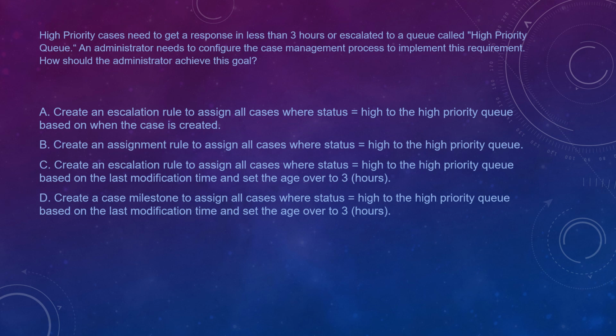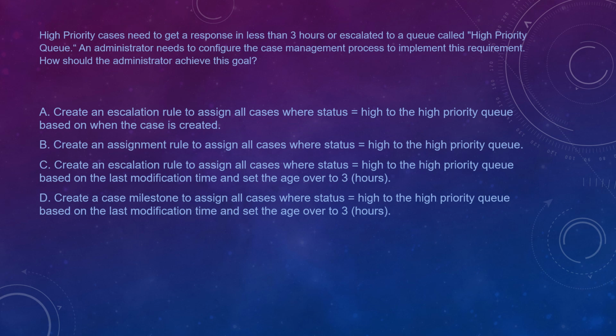Keep that in mind. A, create an escalation rule to assign all cases where status equals high to high priority queue based on when the case is created. B, create an assignment rule to assign all cases where status equals high to high priority queue. C, create an escalation rule to assign all cases where status equals high priority to the high priority queue based on the last modification time and set it to over 3 hours. D, create a case milestone to assign all cases where the status equals high to high priority queue based on the last modification time and aged over 3 hours.